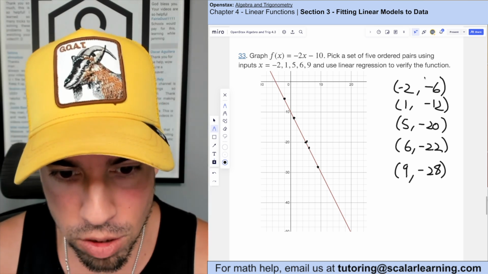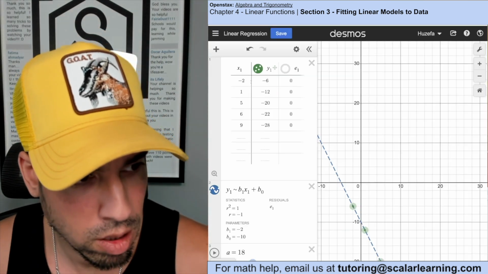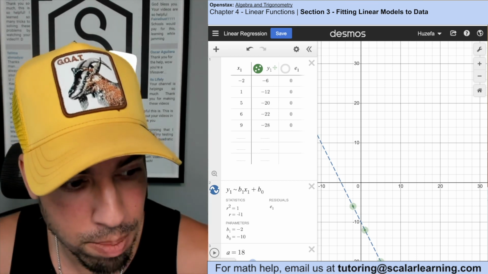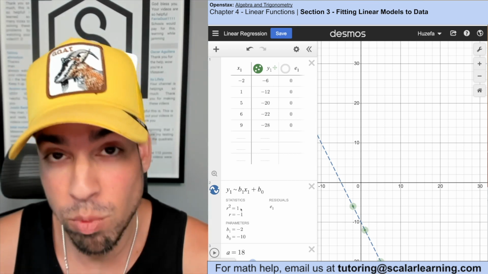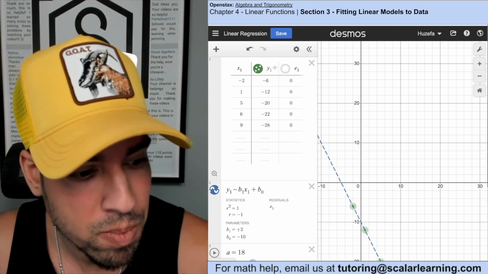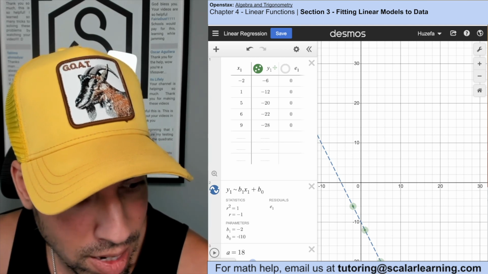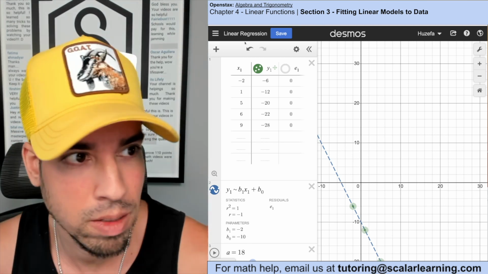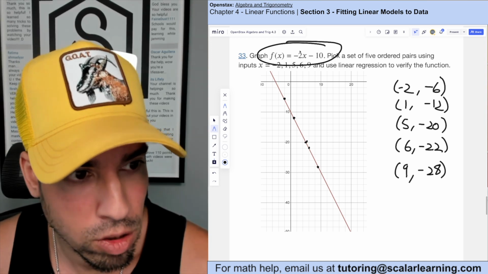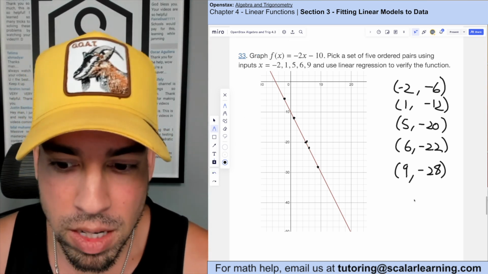So I'm going to plug in these coordinates, and we're going to see what happens. When we plug in all these values into the linear regression, check out what happens. The R value is a perfect -1 because this is a perfect line, right? These coordinates all make a perfect line. And we get those values of -2 for the slope and -10 for the y-intercept, the constant. Well, that's exactly what this function is, a slope of -2, a y-intercept of -10. So this indeed verifies the function.